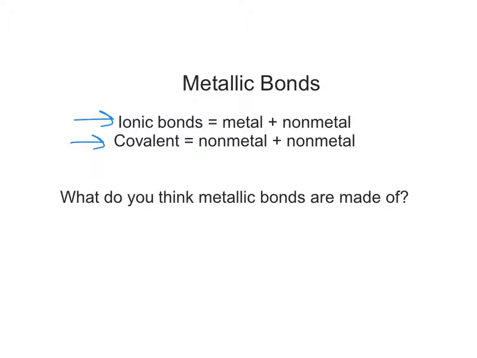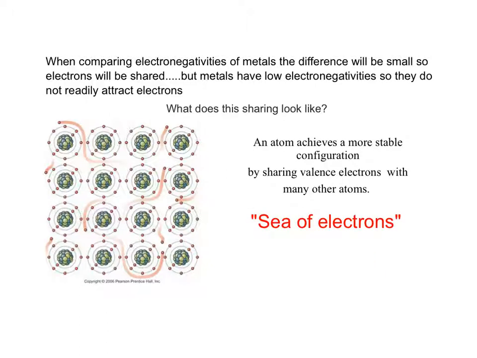That's right, these are made up of a metal bonded to a metal, or all metals. Now, this is a very different situation because metals, we know, have low numbers of valence electrons and they're looking to give away their electrons. It's a little bit different.